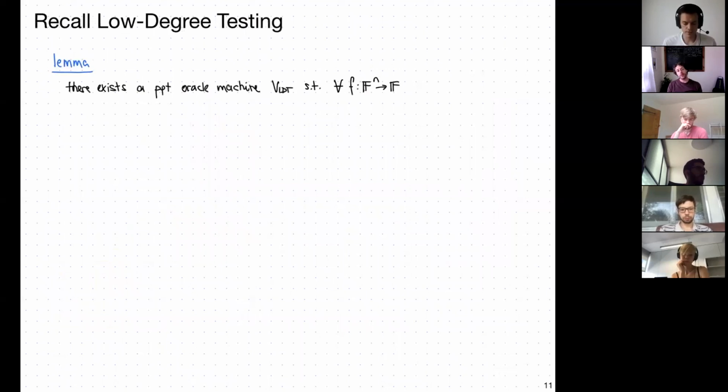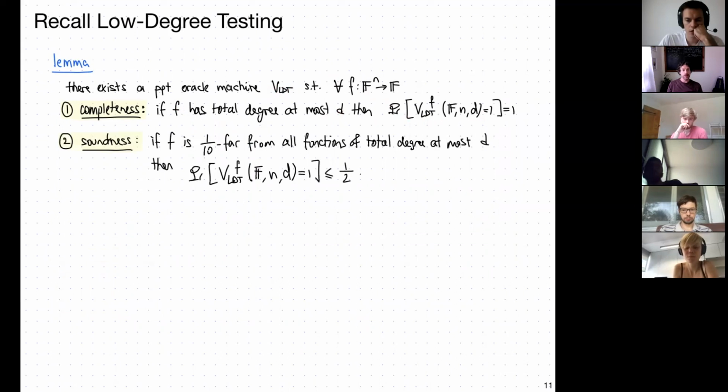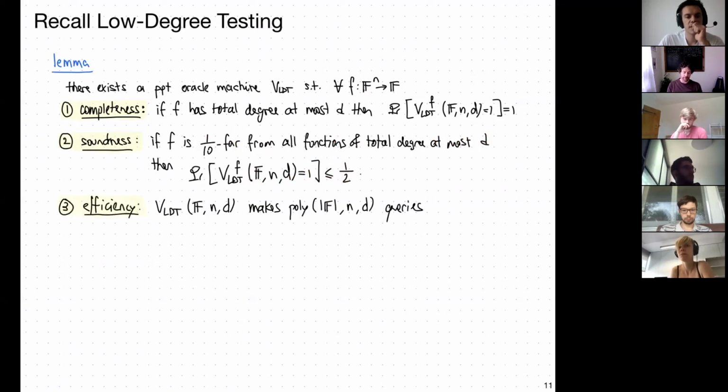Recall what we had in the low degree testing lecture. We said that we have some query algorithm, some probabilistic Oracle machine that gets query access to this function f. If the function has degree at most d, then it always accepts. And if it is, let's say, 1/10 far from all of the functions that have degree at most d, then this will accept with probability at most half.